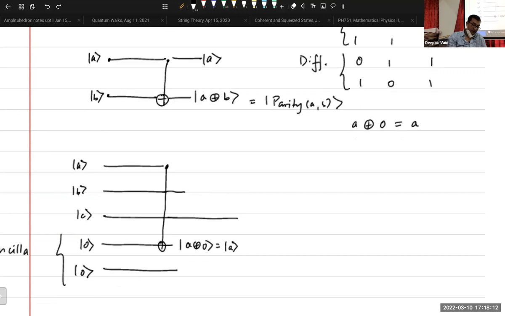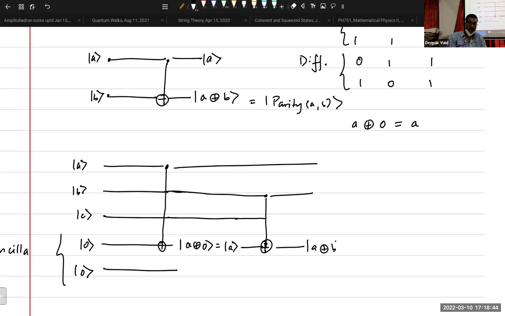Then you do an XOR between B and this ancilla qubit. After the first operation, the first ancilla qubit contains A. So if you perform the second XOR operation now between the second qubit and the first ancilla qubit, what will you get over here? You will get A XOR B, because that's what the C naught does. It takes A and B and gives you A XOR B. This C naught is acting on these two qubits, so it will give you A XOR B over here.